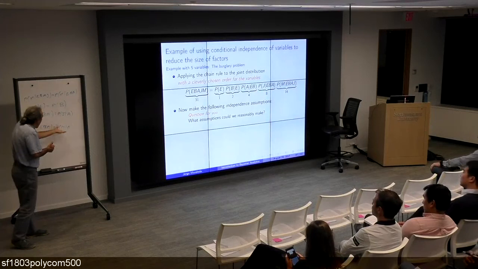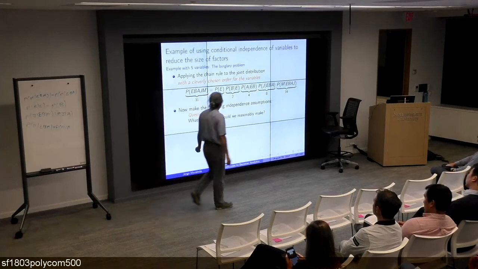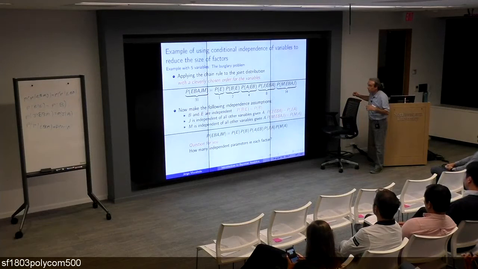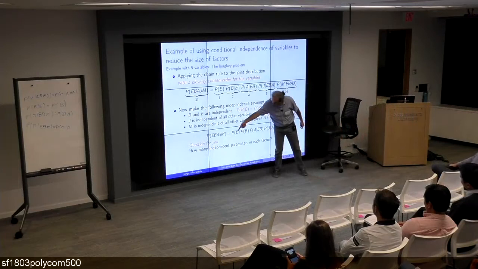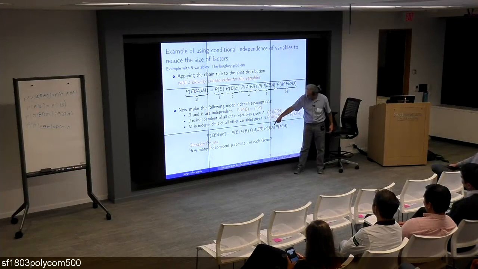So if I make these assumptions, which I believe are the ones I made when I was coming up with this, then I can make this simplification. Well, how many parameters do I have now? How many are there here? 1, 4, 2. So that's a total of 10.